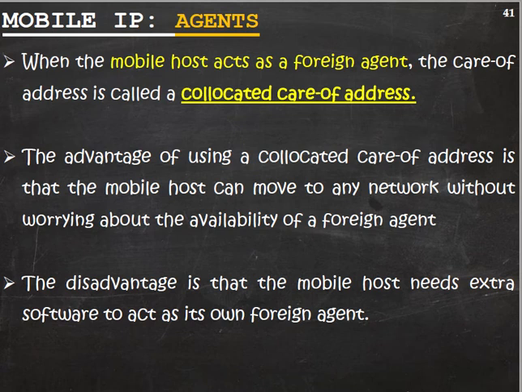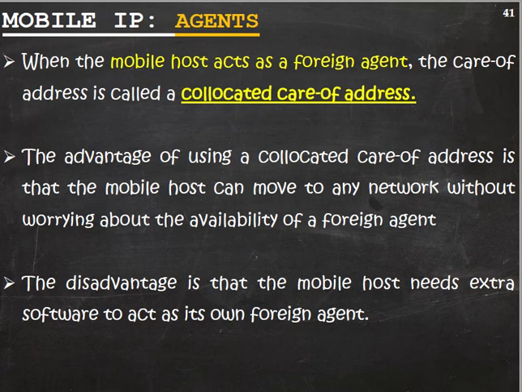Similarly, the second one is the foreign agent. A foreign agent is usually a router which is associated with the foreign network, similar to our home agent. The foreign agent receives and delivers the packet sent by a home agent to the mobile host. So it is going to receive and deliver the packet sent by a home agent to a mobile host.